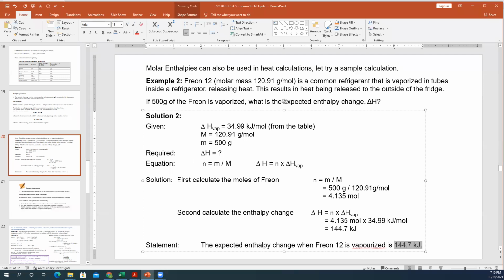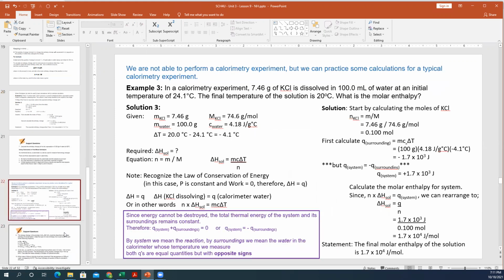Was everybody able to follow this example through? Any questions? No. Okay, great. So if there are any questions, let me know. Otherwise, we are going to move on to another example.